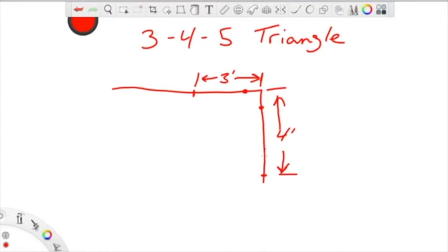Now you would move this leg or this leg, whatever direction you need to, until this measurement from the top dead center of this pipe to top dead center of that one equals 5 feet. When you have 5 feet from there to there, and you've measured 3 foot on this leg and 4 foot on this leg, your fabrication is exactly 90 degrees.